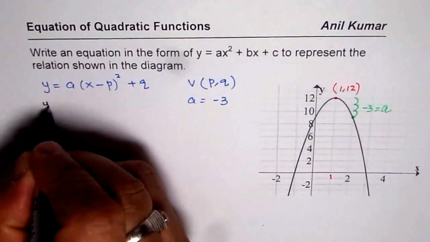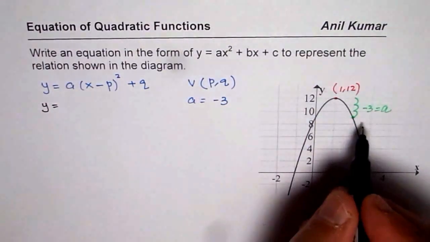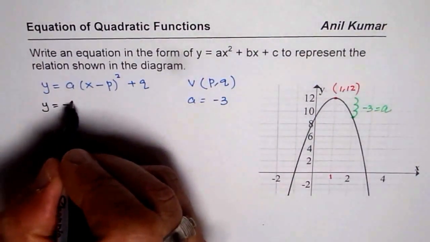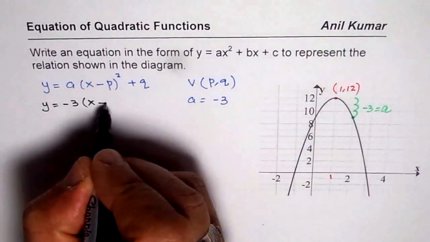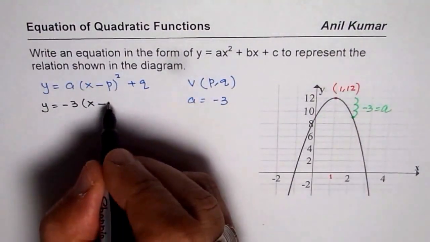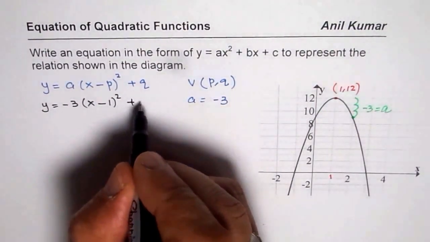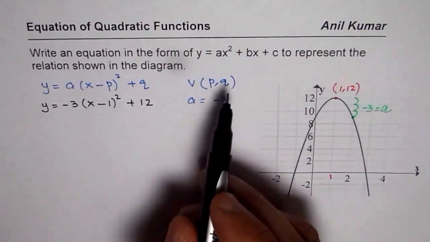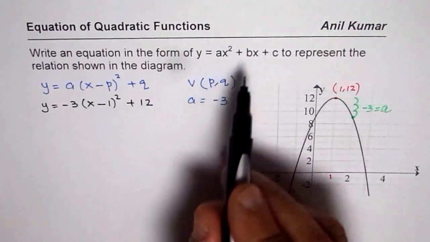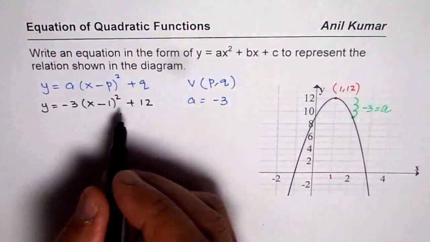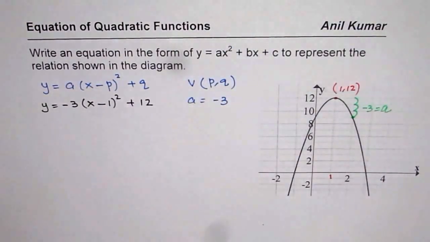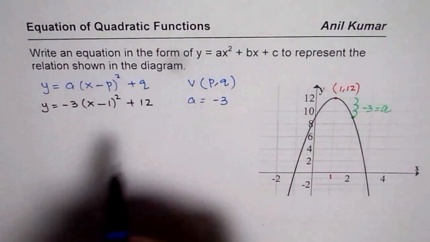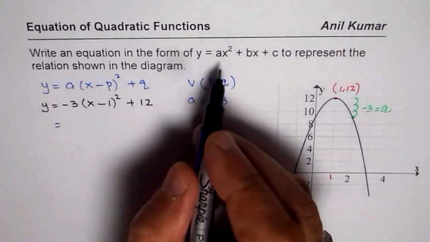So I can write this as y equals, opening downwards, first 3 steps, minus 3 times (x minus 1) squared plus 12. So that is the equation in vertex form. Now in this particular question, we have to expand and write it in standard form. So let us expand it. That is the answer for the vertex form, but we need to expand and write the answer in standard form.